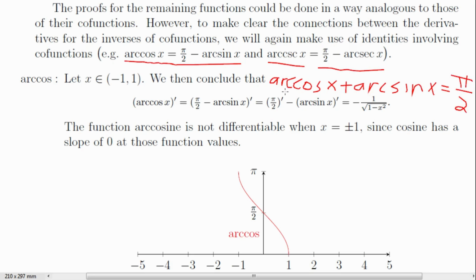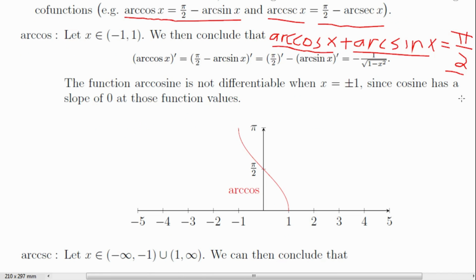So arccosine of x is, of course, just an angle. It's the angle you would have to take the cosine of in order to get x. And arcsine of x is also just an angle. It's the angle that you would have to take the sine of in order to get x. And since sine and cosine are cofunctions, and the co stands for complementary, these two angles are complementary and hence add up to pi over 2. And we can use this fact to make the next three proofs very short.